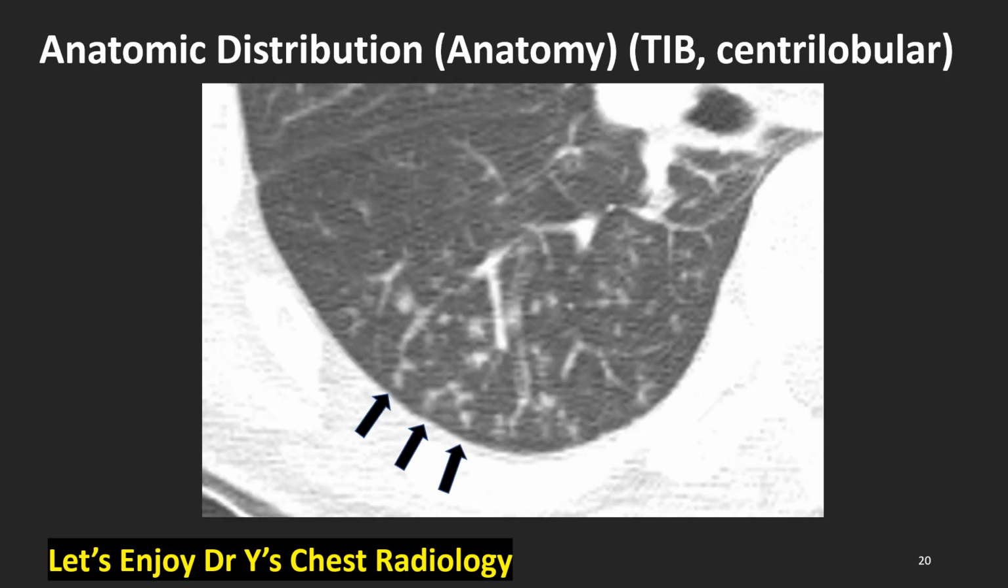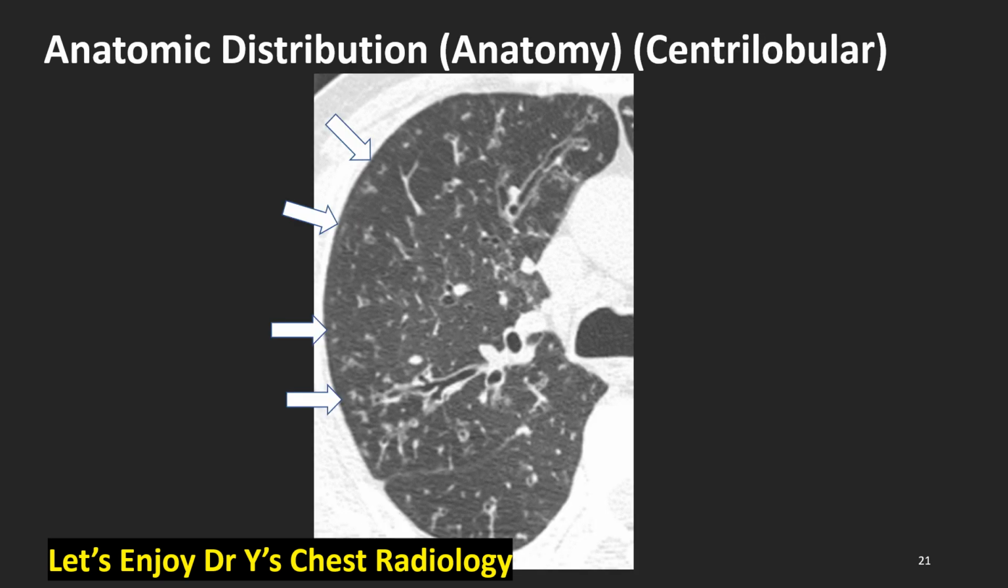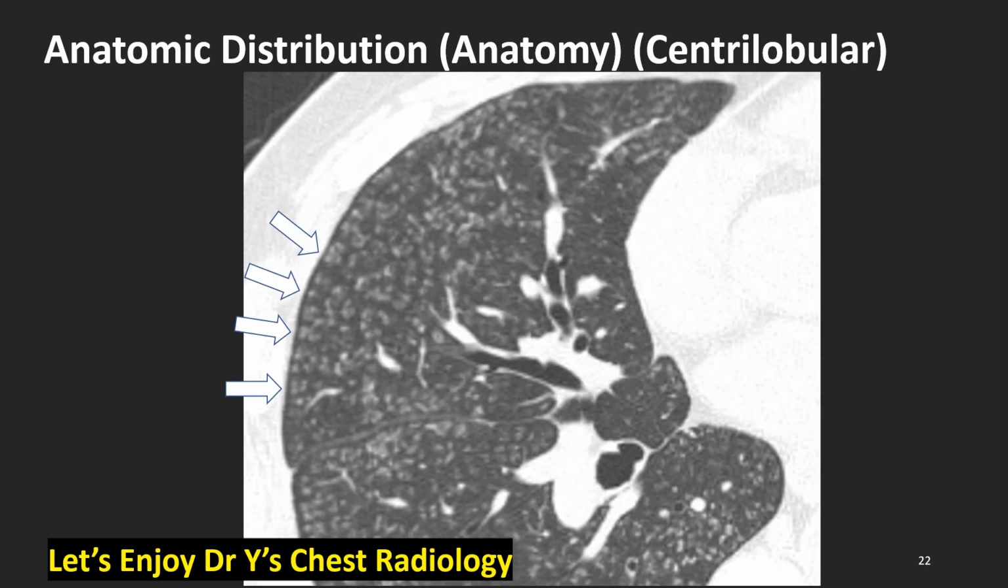Another centrilobular example, tree-in-bud. The arrows indicate the centrilobular pattern. This patient has infectious bronchiolitis. Anatomic distribution, centrilobular. The arrows indicate centrilobular. This patient has diffuse panbronchiolitis. Last example of centrilobular. The arrows indicate the centrilobular pattern.